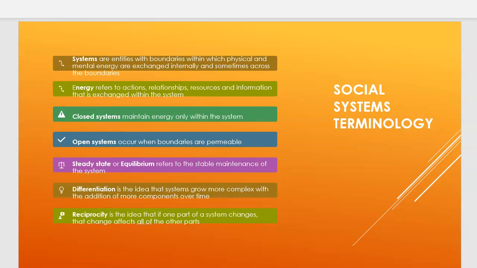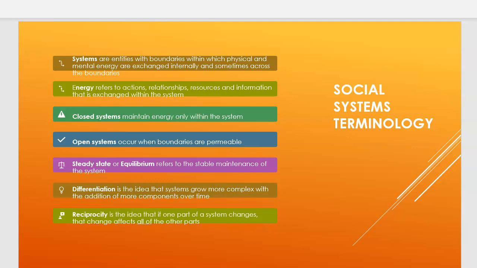An example of a closed system may be a family that does not have much contact with their neighbors or extended family. The family may be isolated. Therefore, we would refer to them as a closed family system, where not much energy is exchanged with other families or other people in their neighborhood or community.